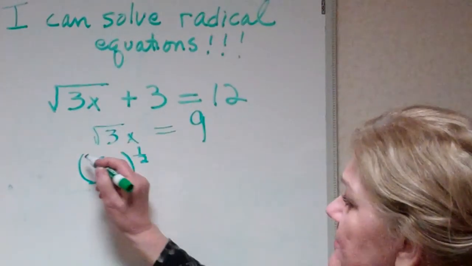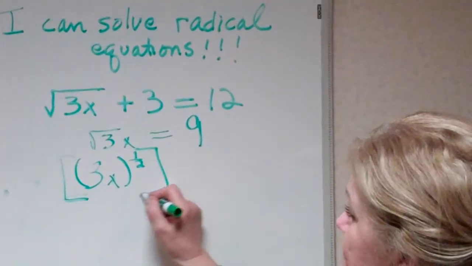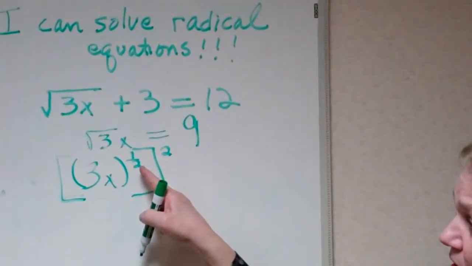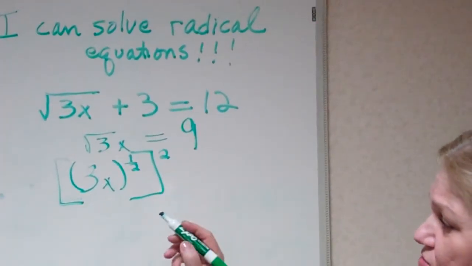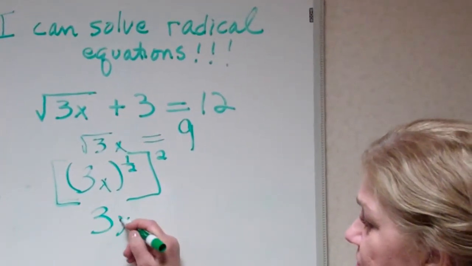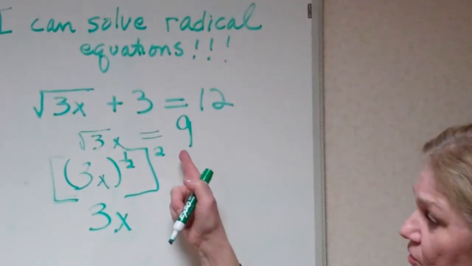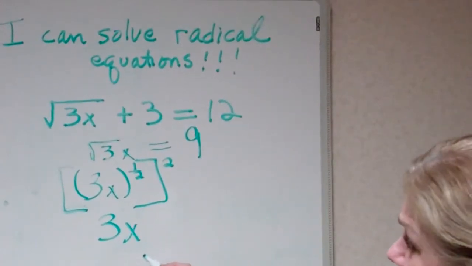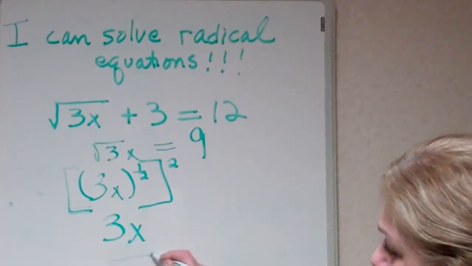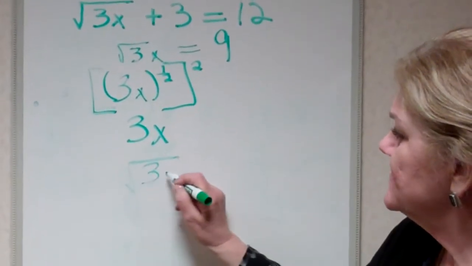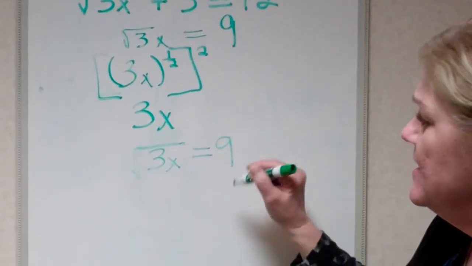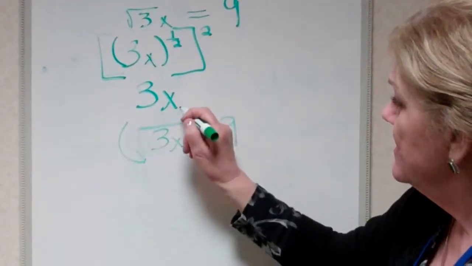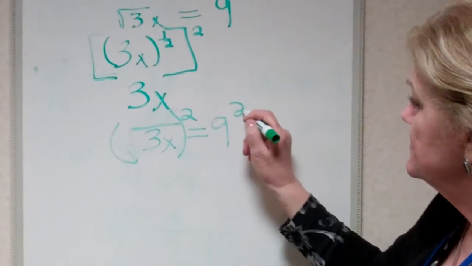So if I take 3x to the 1/2 and I square it, remembering the rule of exponents to multiply them, 1/2 times 2 is 1, or 3x to the 1st power. Now you don't have to go through all that work, but I'd like you to know why you're doing what you're doing. So I'm going to go back to my step of the square root of 3x equal to 9, and to undo the square root operation, I'm going to square both sides.